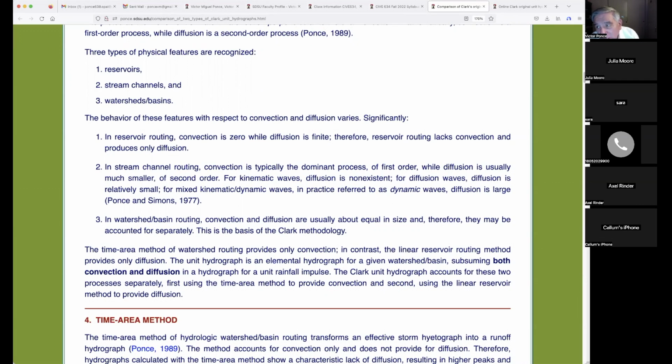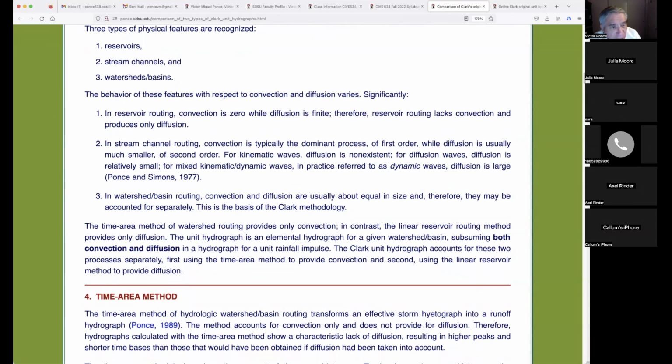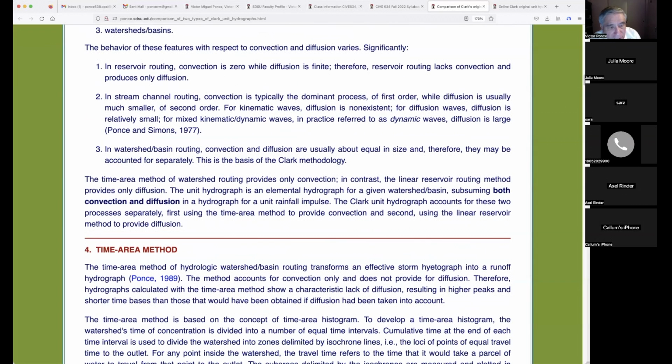In a basin, if you're doing a distributed calculation, you can get the discharge at any point inside the basin. While if you're doing a lumped calculation, you can only get 1 value at the bottom, at the downstream end, at the mouth of the basin. So that's the difference between lumped and distributed. In here, we're talking about the lumped method. The Clark method is lumped, okay?